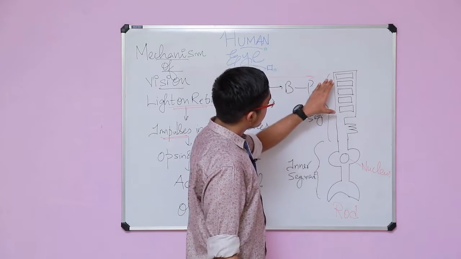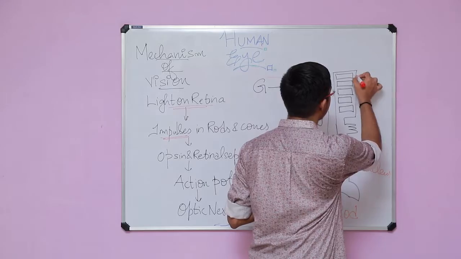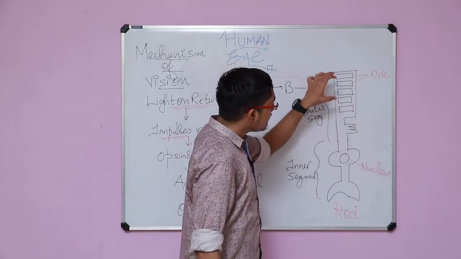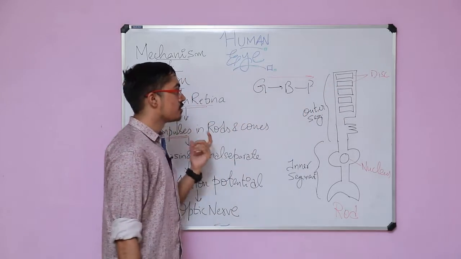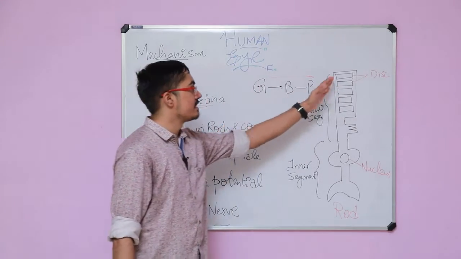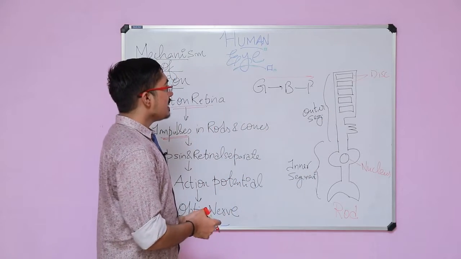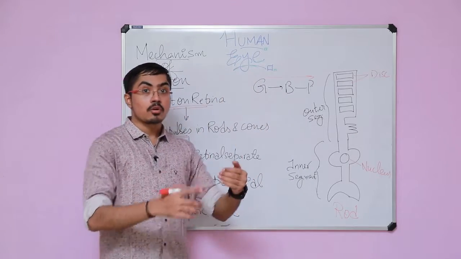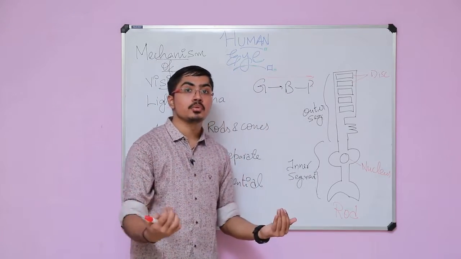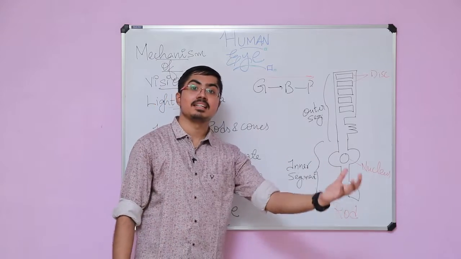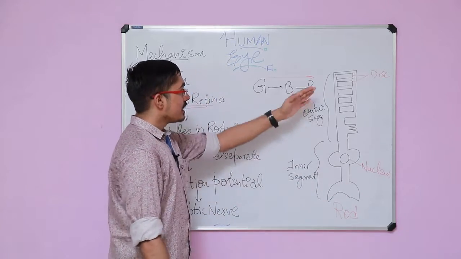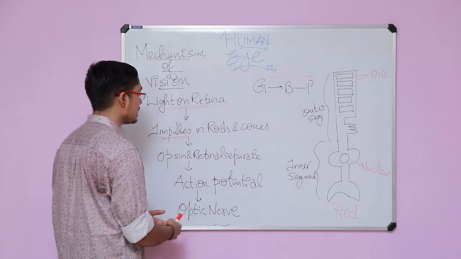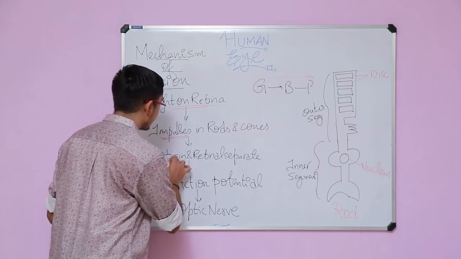As such, there are certain disc-like structures over here. These are called the discs, and in these discs you will have photopigments like rhodopsin. When the impulse is generated inside the photoreceptor cells, rhodopsin will split into its components, that is opsin and retinal. So once light falls on this, the photopigments inside the disc separate into two components, opsin and retinal.